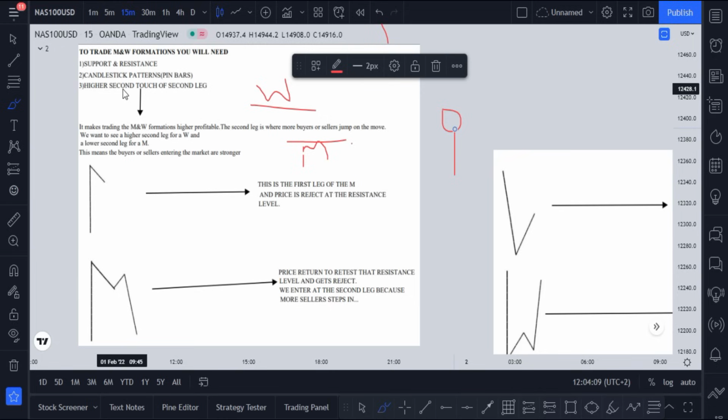The second leg is where more buyers and sellers jump in on the move, right? That is where we're also trying to jump into the move. So in that case, we want to see a higher second leg for the W formation.